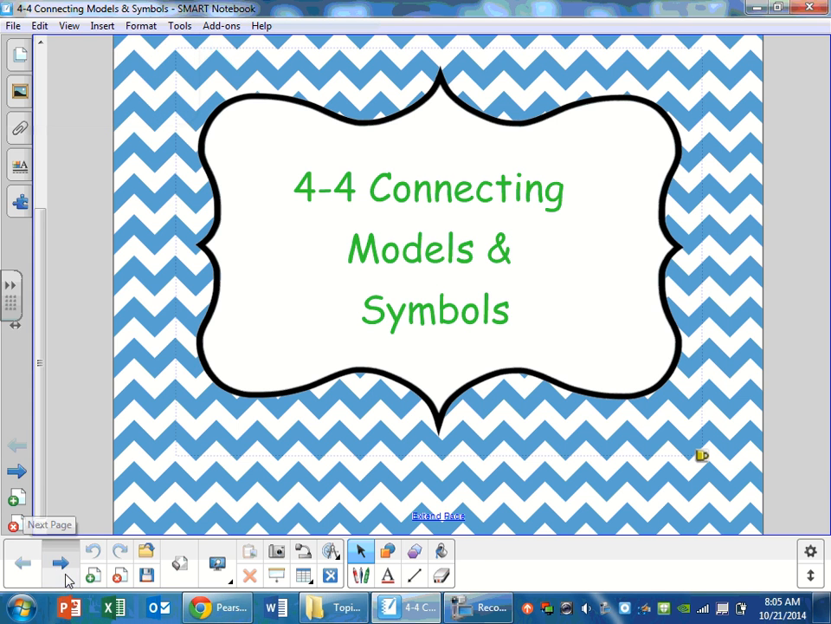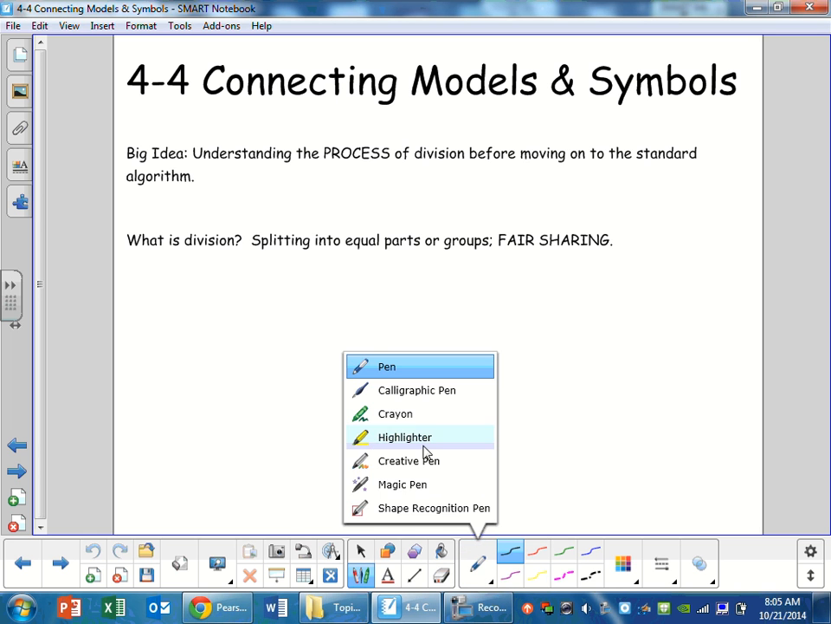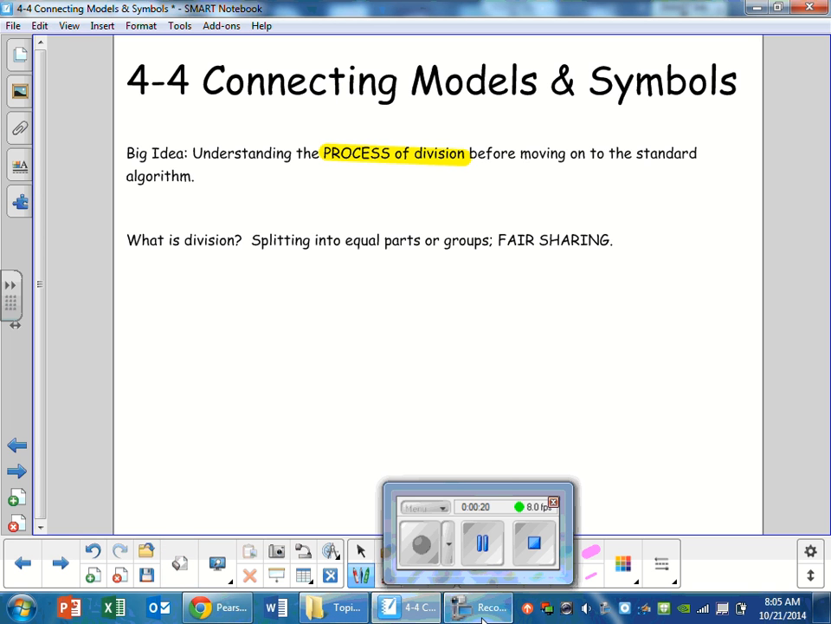So in your notes, go ahead and write down the name of the lesson and also write down this big idea. The big idea behind this lesson is understanding the process, get my highlighter out here, the process of division before moving on to the standard algorithm. And the standard algorithm would be like your basic long division.